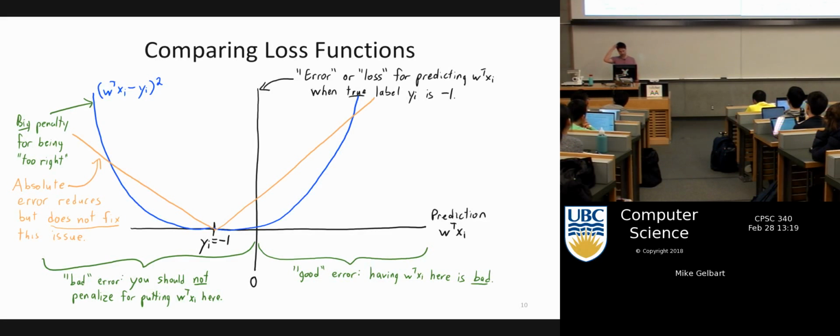Okay, so for those who think, oh, we'll just use absolute value error because it's some past lecture in the course that solved whatever problem we were having, that doesn't solve the problem we're having today, because it's still growing towards the left.